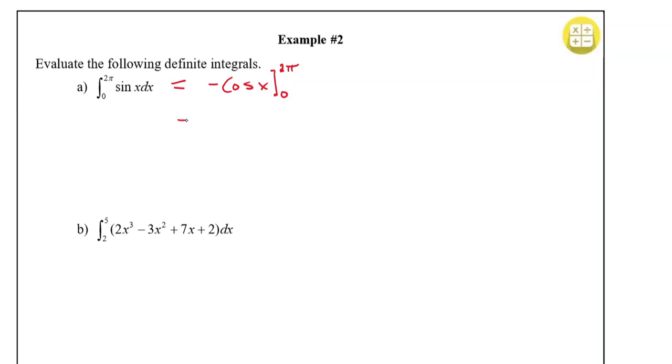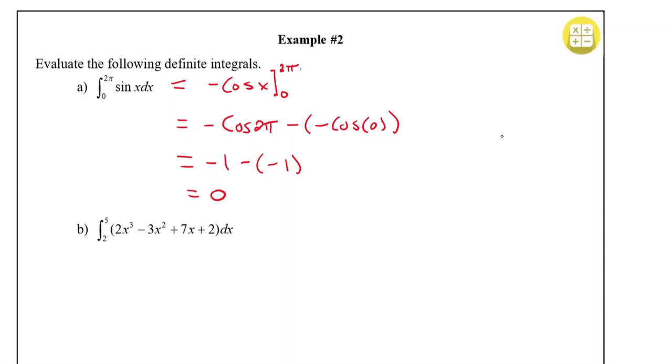Okay, so this will be equal to negative cos of 2 pi minus negative cos of 0. So this comes out to negative, so cos of 2 pi is 1. So we've got negative 1 minus negative cos of 0 again. So this will be negative 1. So this is negative 1 plus 1. So this comes out as 0.